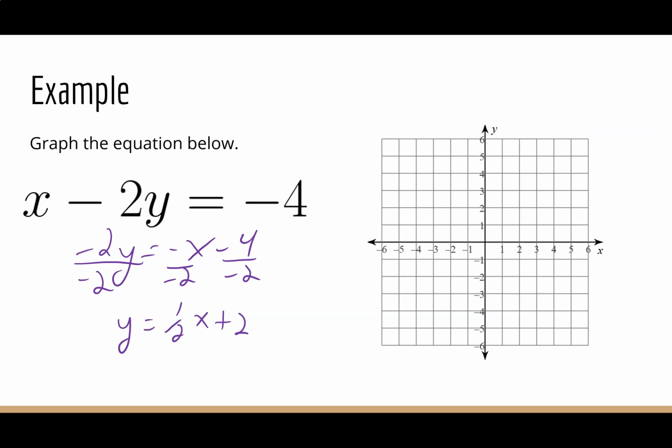So now it's just like the last problem. Start at the y-intercept and up 1 over 2 this time. And since it's easy enough on this grid, I'm making enough points so it's nice and neat. There you go.